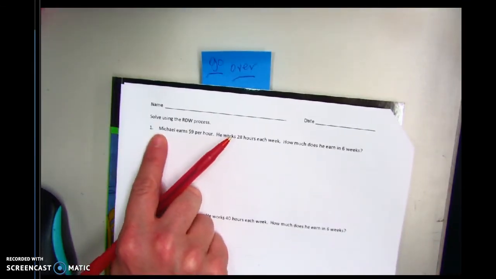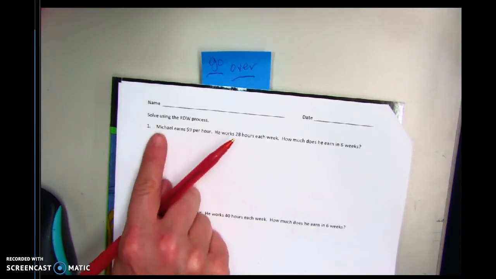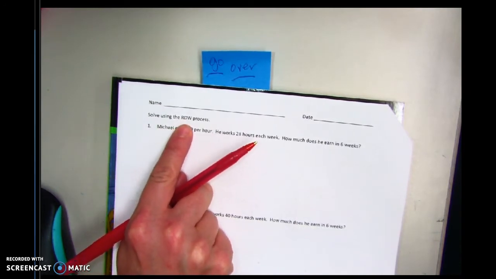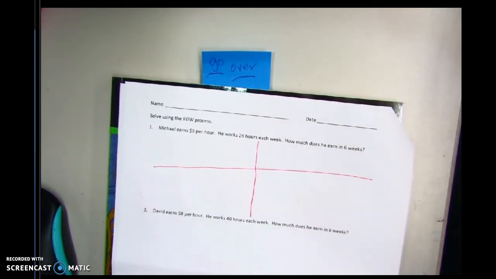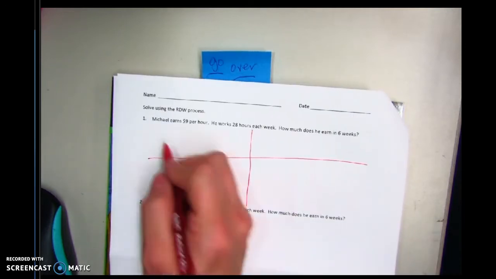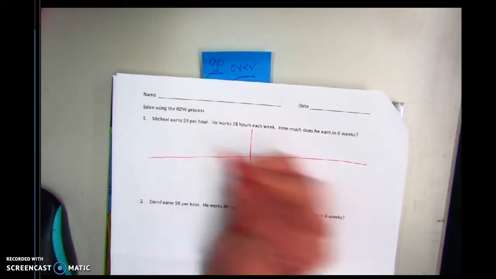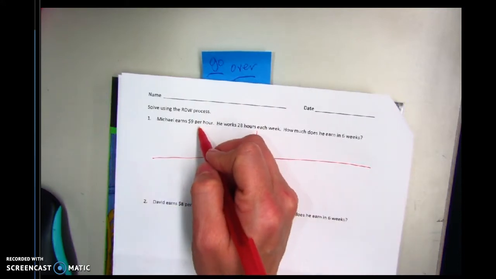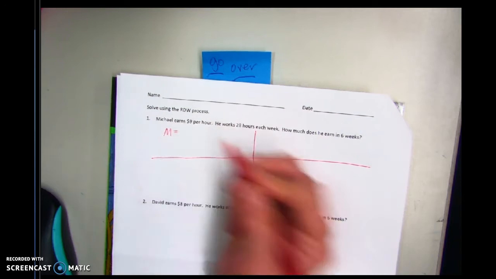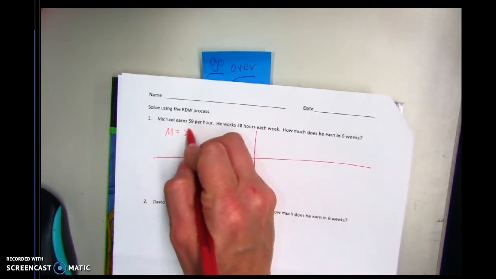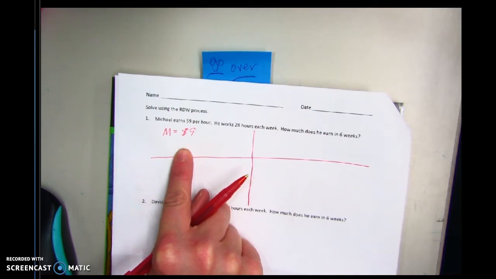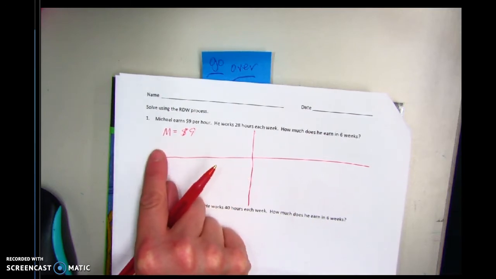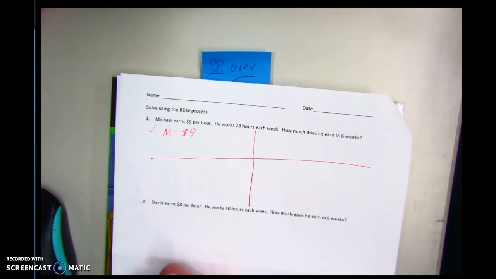Okay, these asked you to do the read, draw, write process. This is where we use our 4-box method. I know that Michael earns $9 per hour. So I'm going to go ahead and do my M and my $9. This is where you write down what you know. It might not match mine exactly, but as long as you write down some of the things that you know, you do get a check on that box.